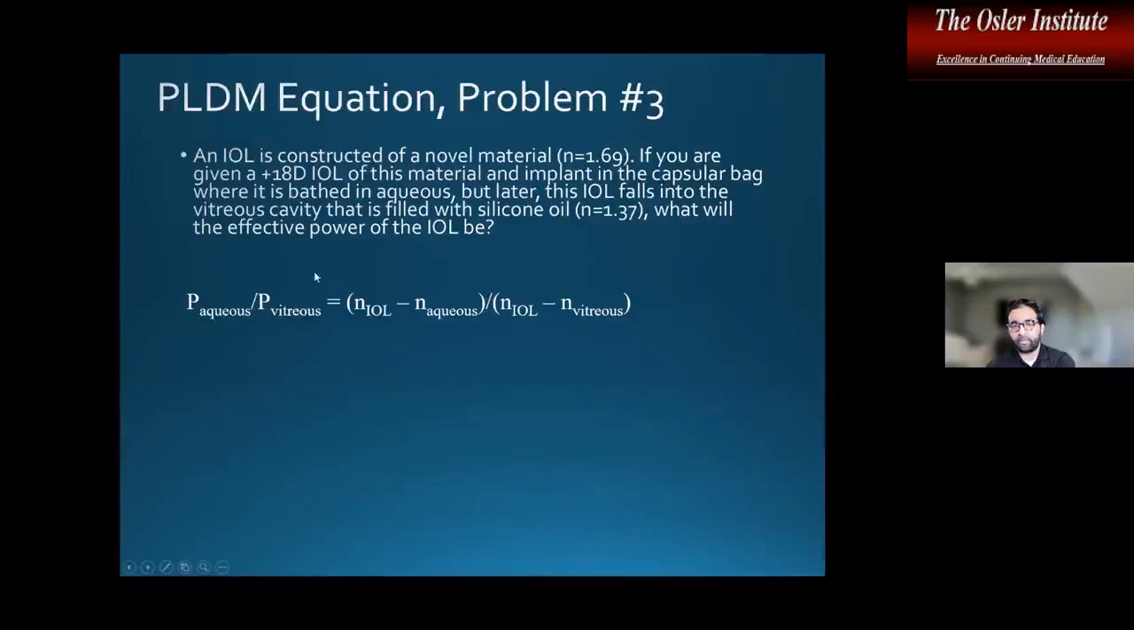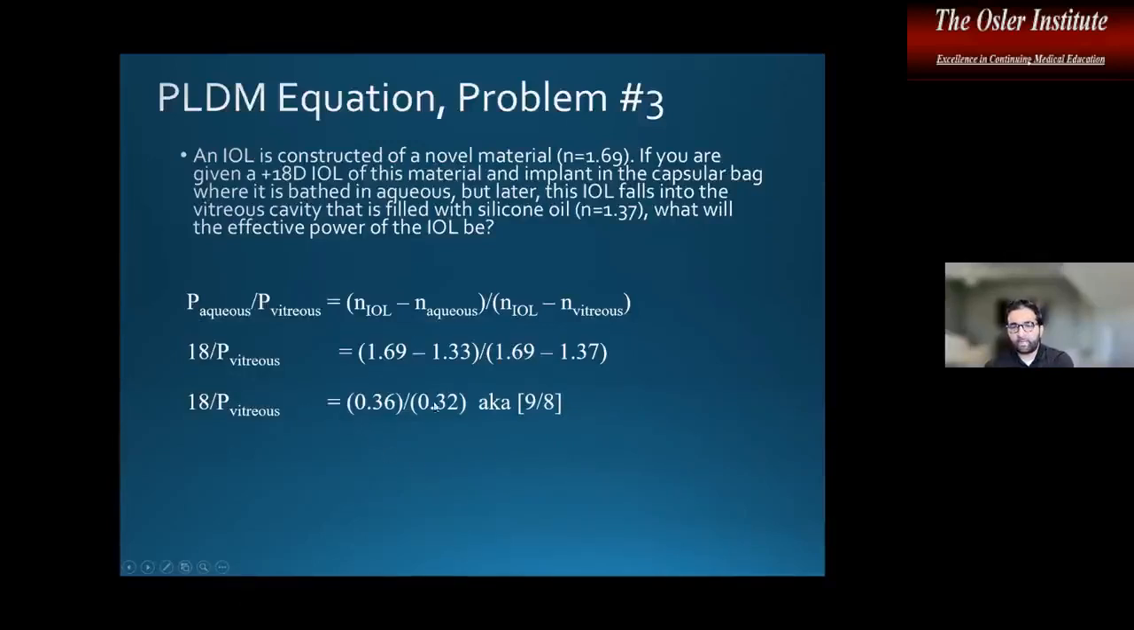Now they're asking us to solve for this based on these different values. They've given us the n of the IOL, which is 1.69. We know that the aqueous is 1.33, and the n of the vitreous, which is going to be 1.37, is this index of refraction. So now we're going to solve for the missing value. We're going to have 18 divided by P of vitreous equals (1.69 minus 1.33) divided by (1.69 minus 1.37). Because in other words, the silicone oil is actually this new vitreous over here.